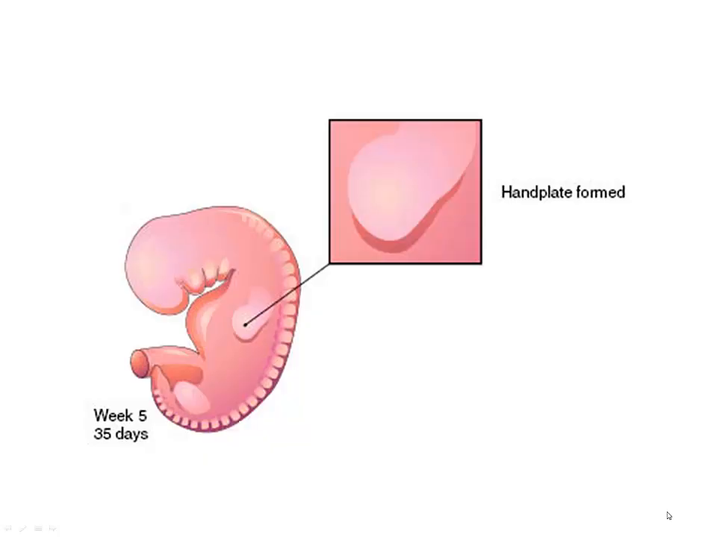Here we see an illustration of an embryo around week 5, and we can see that instead of a nice rounded limb bud, we have extended and expanded the distalmost portion into what we know as a hand plate, this paddle-like surface.